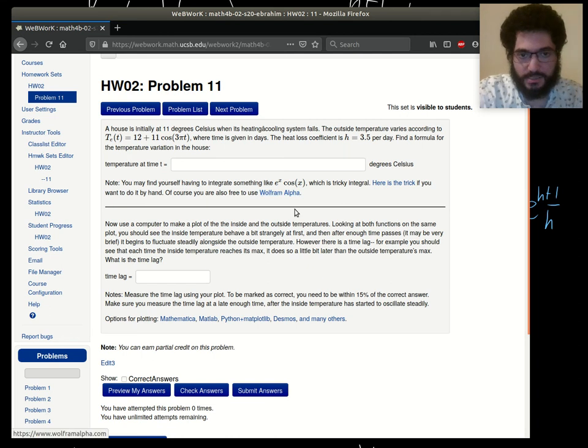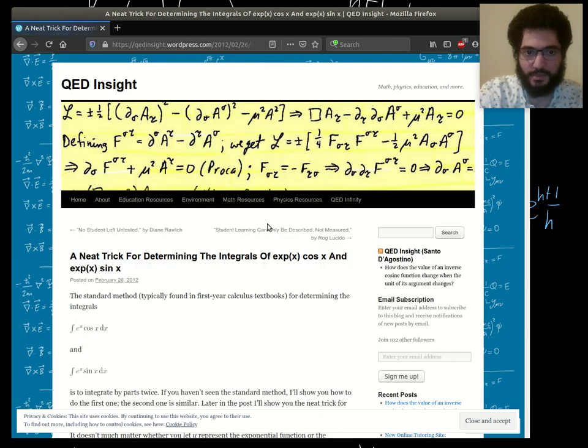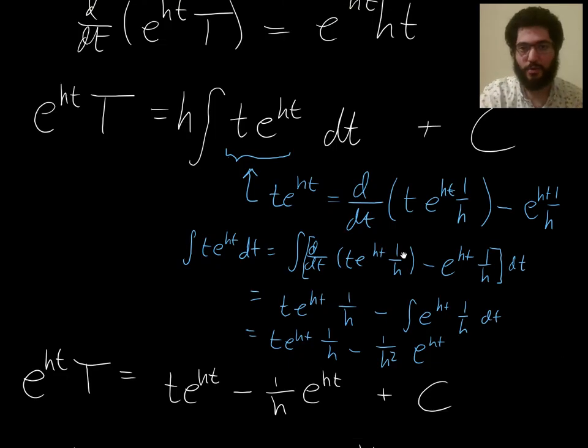So I suggest you can use Wolfram Alpha or Mathematica. Wolfram Alpha is basically just using Mathematica behind the scenes. Or if you enjoy integrals, go ahead and check out the trick that I linked you to over here. You can do it using integration by parts, but it will require doing integration by parts twice and then writing down some equation. But yeah, what I'm trying to tell you is there's no shame in using an integral calculator of some kind to help you with the integrals.